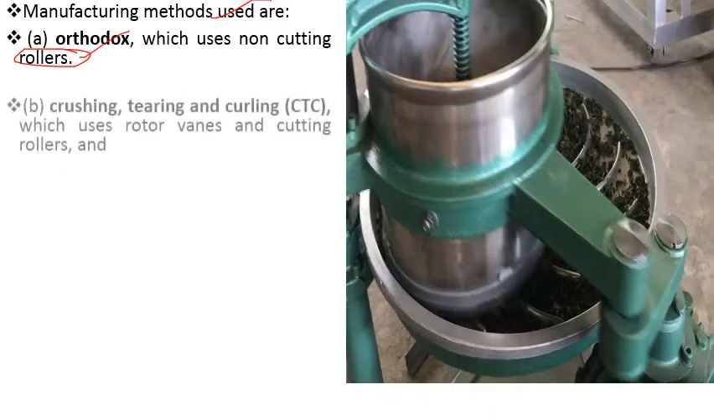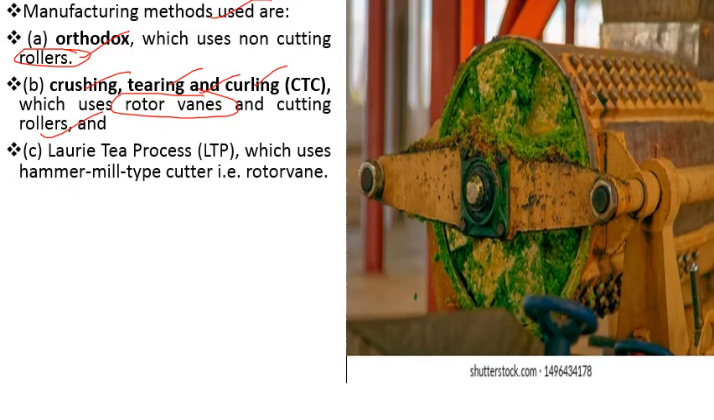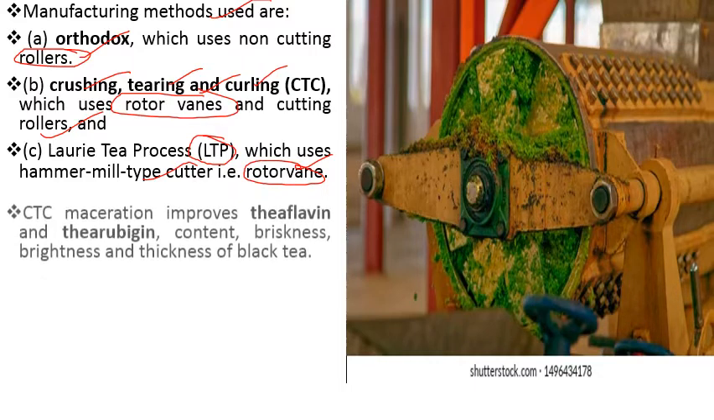The manufacturing methods used are: first is the orthodox method, which uses non-cutting rollers for the rolling process. Second is the CTC method, that is crushing, tearing and curling method, which uses rotor vanes. We have special rotor vanes and cutting rollers to tear the tea leaves. Then the third method is the lorry tea process, abbreviated as LTP, which uses a hammer mill type cutter, that is rotor vane. इसमें भी rotor vane को use किया जाता है to break down the tea leaf into small particles.